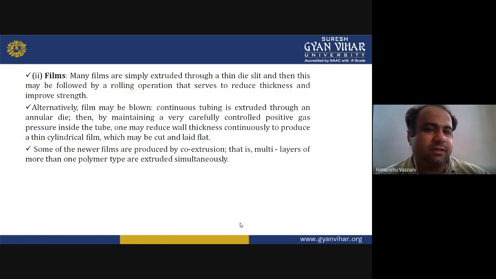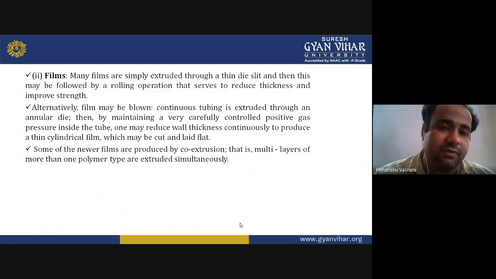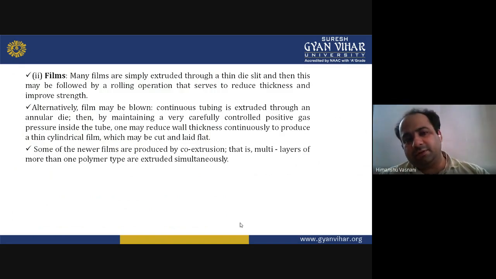Now, many films are simply extruded through a thin die slit, and then this may be followed by a rolling operation that serves to reduce thickness and improve strength. Talking about films, these are very commonly used materials.